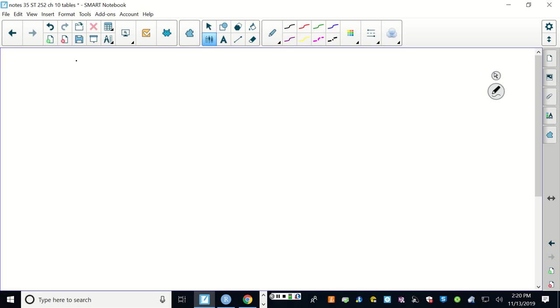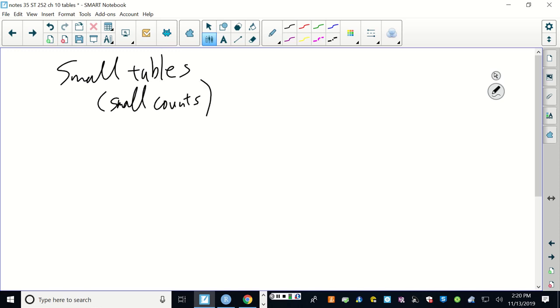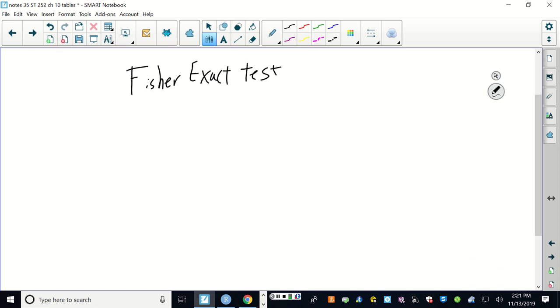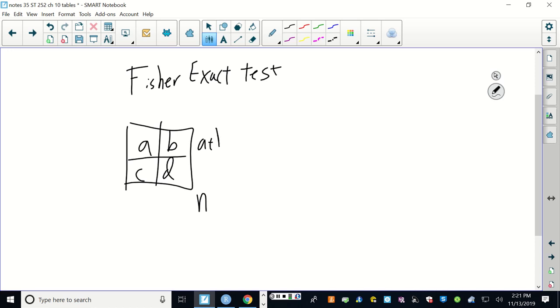If tables are small, meaning small counts, you might have a very large table in terms of rows and columns, but the counts are just small. So the chi-square approximation wouldn't work so well. Besides simulating p-values, there's a procedure called Fisher's exact method. The way this works is, say you have a 2 by 2 table with counts in there. This adds up to A plus B, this adds up to C plus D, and these are A plus C and B plus D.